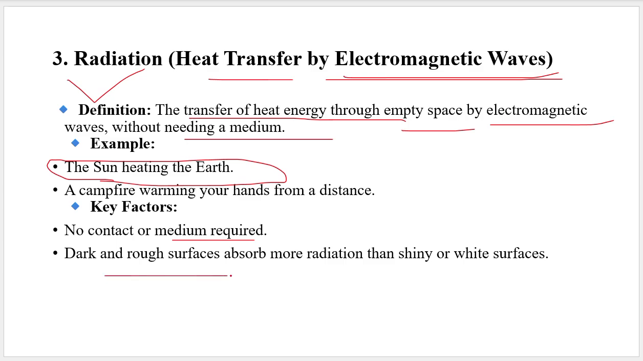Dark rough surfaces absorb more radiation than shiny and white surfaces. As you know, people often do not wear black t-shirts in summer or hot season. That is because dark colors absorb more radiation, more heat, than shiny or white surfaces. So that's why people often wear white t-shirts, white shirts, white clothes during hot season. That is one of the reasons, because white surfaces absorb very little radiation. They absorb very little heat.